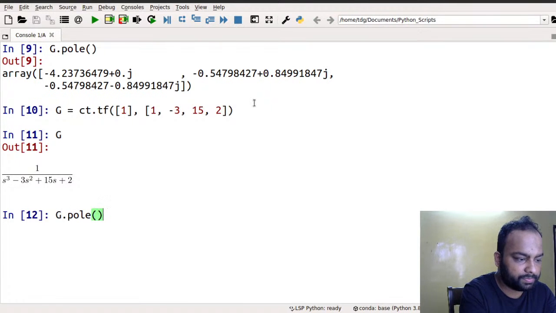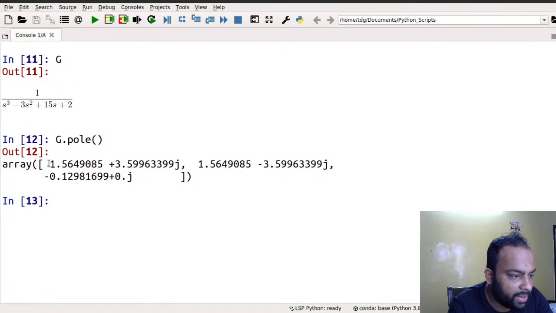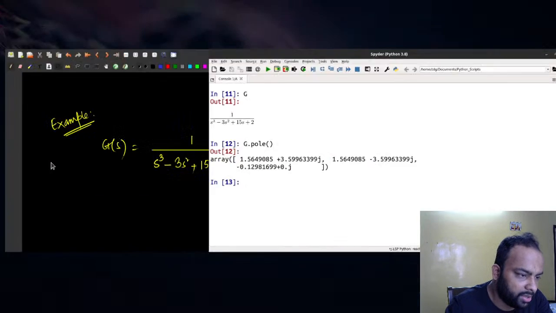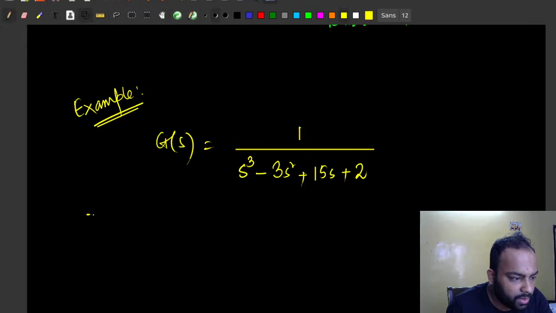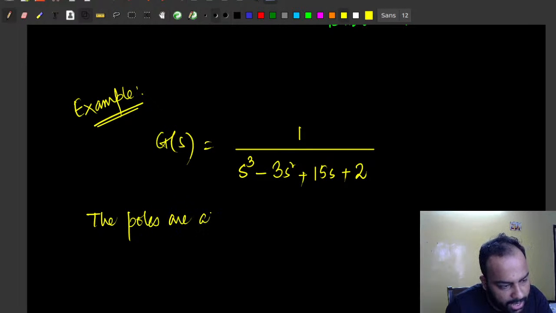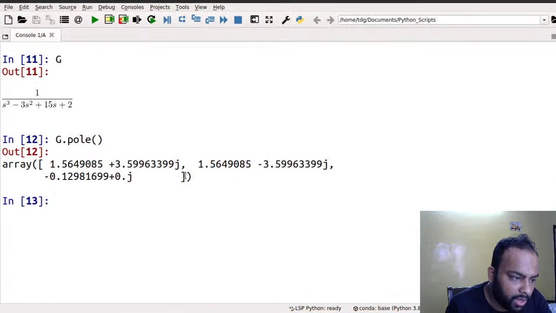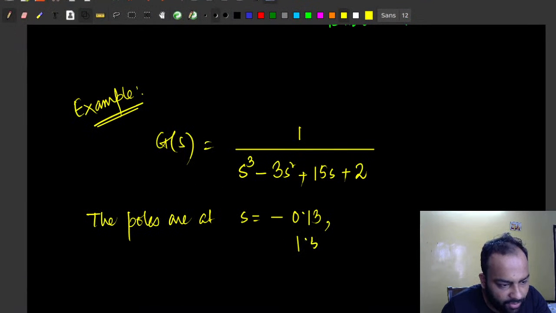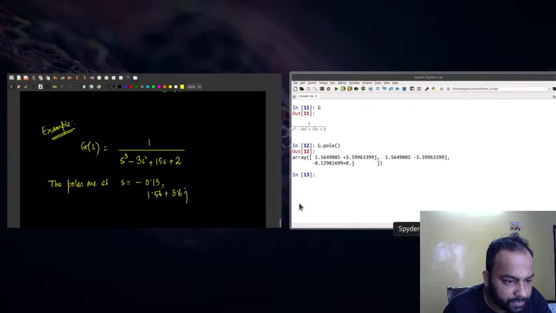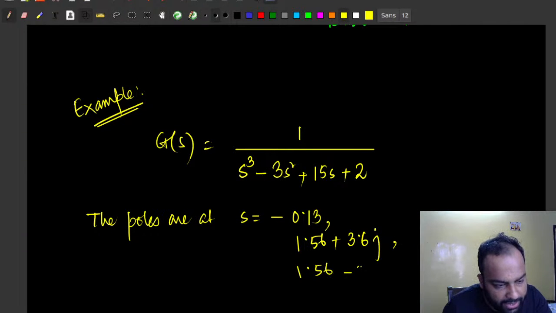Now calculate the poles. What are the pole locations? We have a complex conjugate pole pair and a real pole. Of course, it's a third order system, so we are going to have at least one real pole. Let's write down the real pole first. So the poles are at s equal to minus 0.13, and 1.56 plus 3.6j, and 1.56 minus 3.6j.